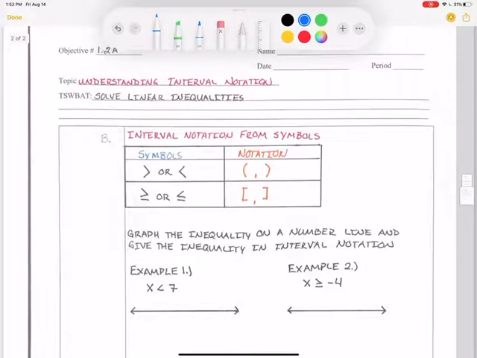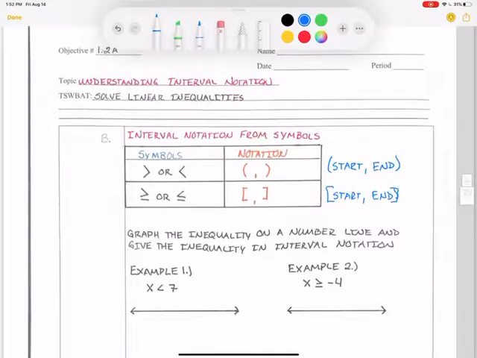So if we look, we have our symbols and our interval notation. Interval notation means where you start and end. So where your answers can begin and where your answers end. So start and end using parentheses, or where they start and end using brackets.